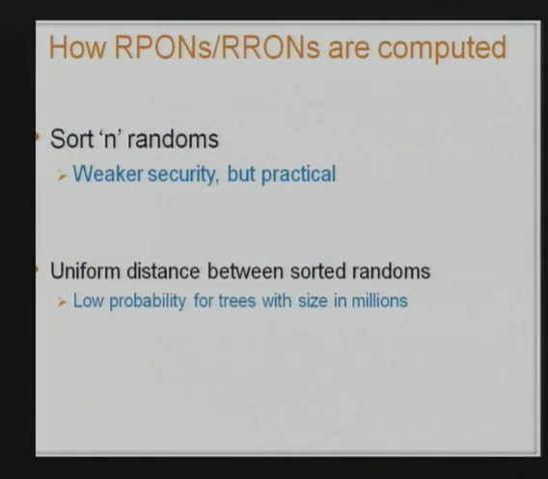Does it work? It should work. Suppose a tree has a million nodes. You generate a million random numbers and sort them. If from the sorted random numbers we could know what the next random number would be, then we would have broken the random number generator. There is a very low probability that the distance between these random numbers might be uniform, so our scheme is practical. Someone can argue that this is weaker security, but it is practically secure. I will come to a provably secure solution in the latter part of the talk.